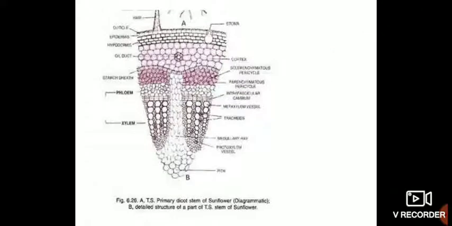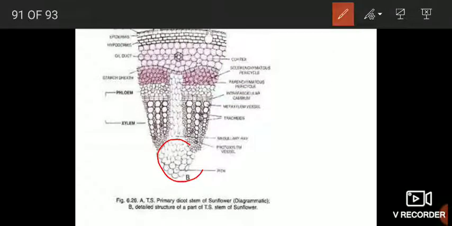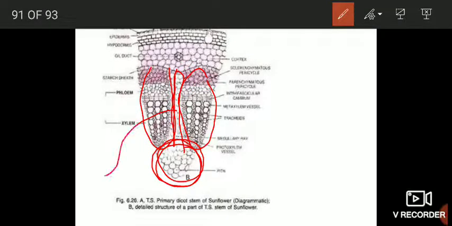Here you can see in the image this inner region of stem, this is known as pith. Some of the cells of this pith become radially elongated and are positioned between the vascular bundles, the primary vascular bundles. This region of cells is known as primary medullary rays or pith rays.